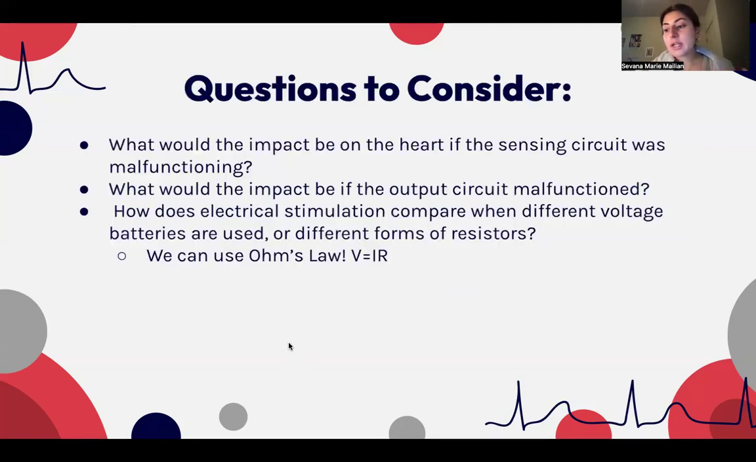Some questions to consider and potential avenues for investigation would be: what would be the impact on the heart if something like the sensing circuit was malfunctioning? Or what would the impact be if the output circuit malfunctioned? And I would hypothesize that if the sensing circuit malfunctioned, it wouldn't be able to detect the heart's rate. And if the output circuit malfunctioned, it wouldn't be able to actually give the heart what it needs and correct the arrhythmia.